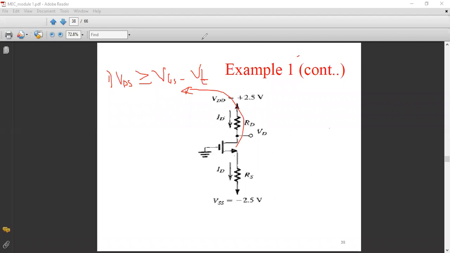Now tell me, what is VDS? How can you write VDS? VDS is the voltage across drain and source. Therefore, VDS can be written as the difference between the potentials at drain and source. Okay, VDS can be written as VD minus VS, greater than or equal to VGS, which can be written as VG minus VS, minus VT. I hope you are writing.